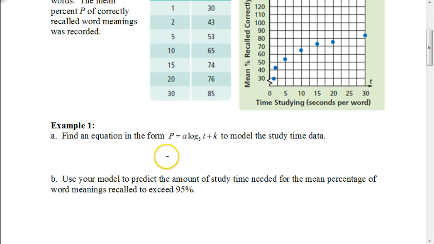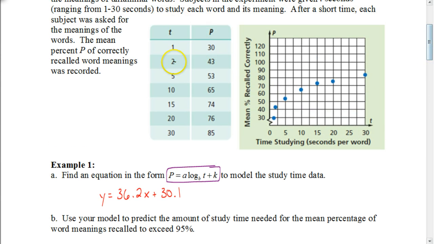So the equation again that we have is y equals 36.2 times x plus 30.1. But the problem is we want our equation to be in this form. Now remember, x in this equation is really what we did is we took the log of these values. So again, this would be your x and this would be your y. So the x in our graph was the log of t.